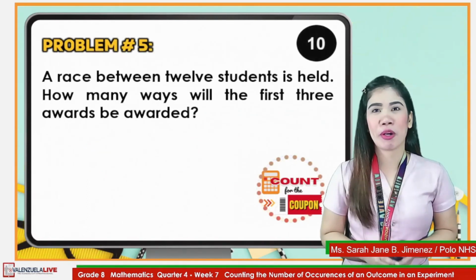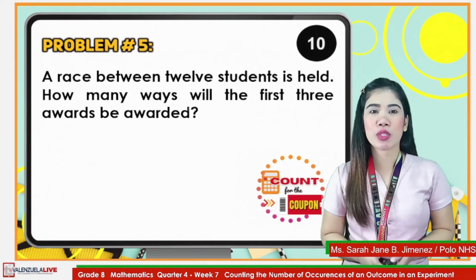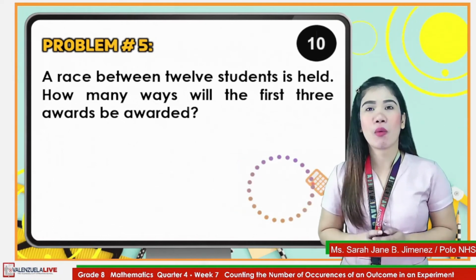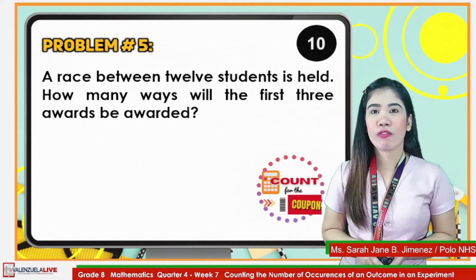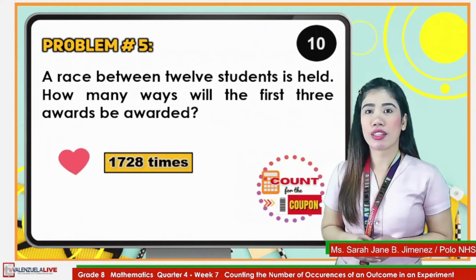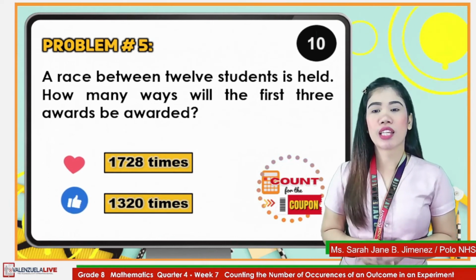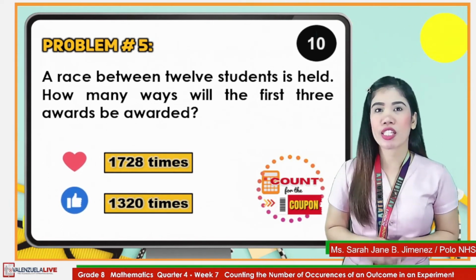Next is problem number 5. A race between 12 students is held. How many ways will the first 3 awards be awarded? Choose heart for 1,728 times or choose like for 1,320 times. Timer starts now.